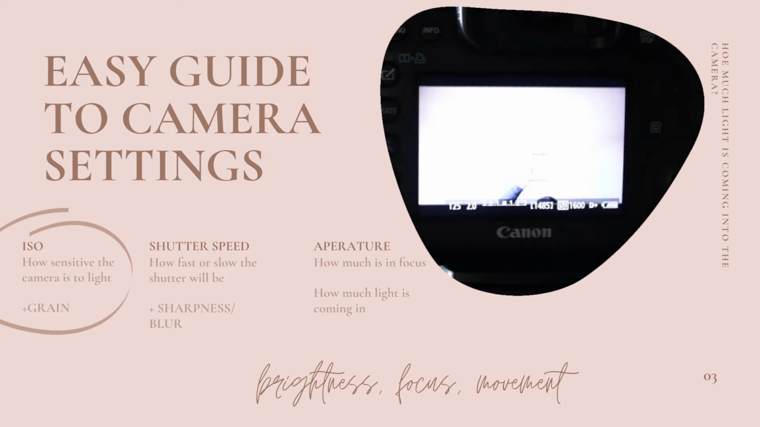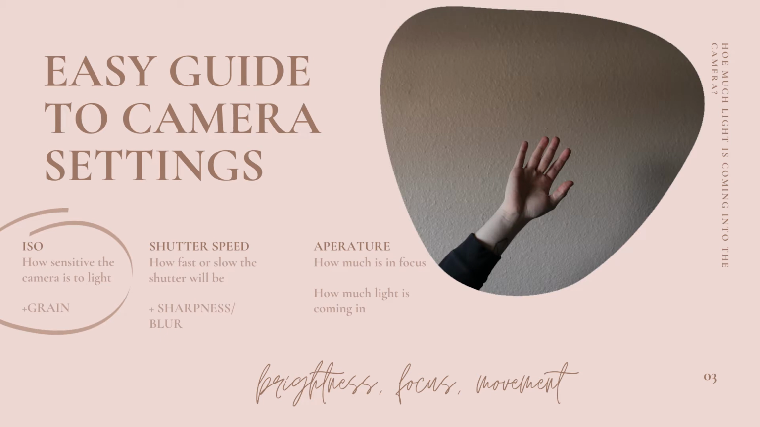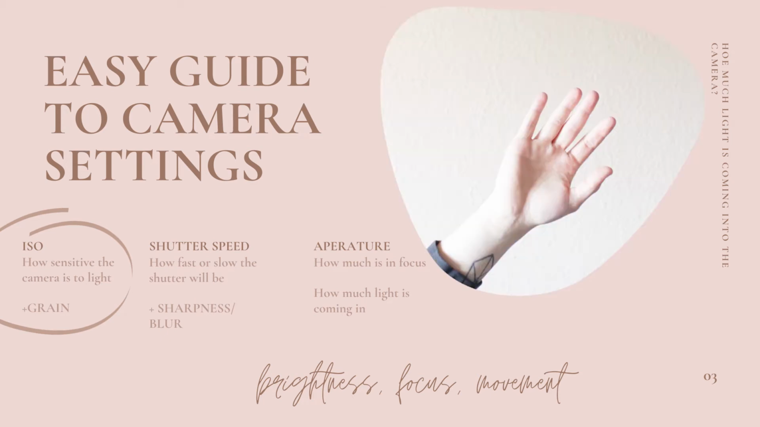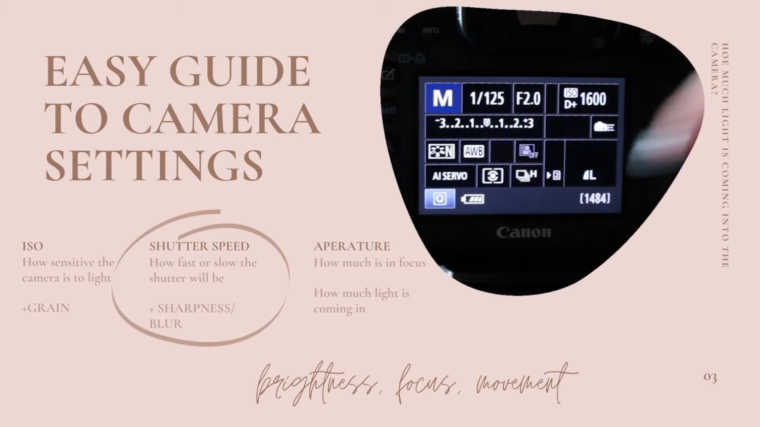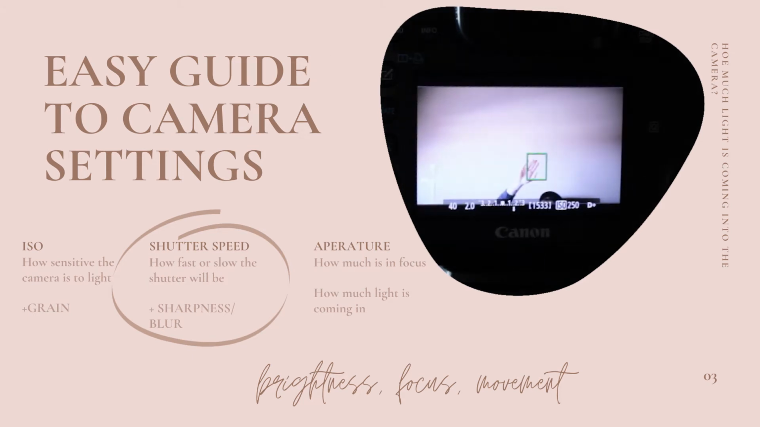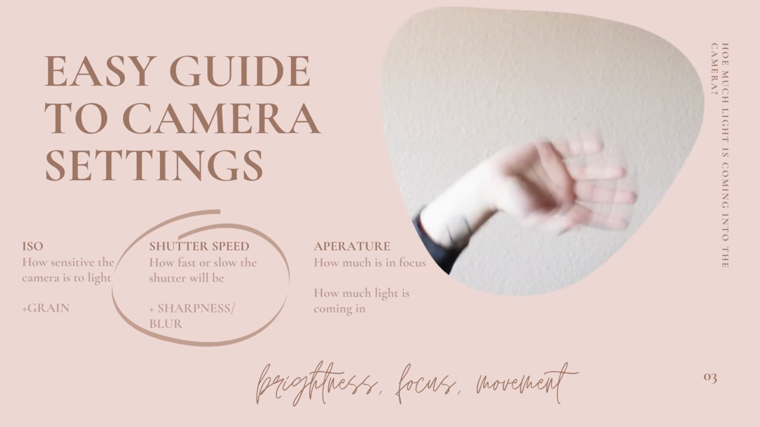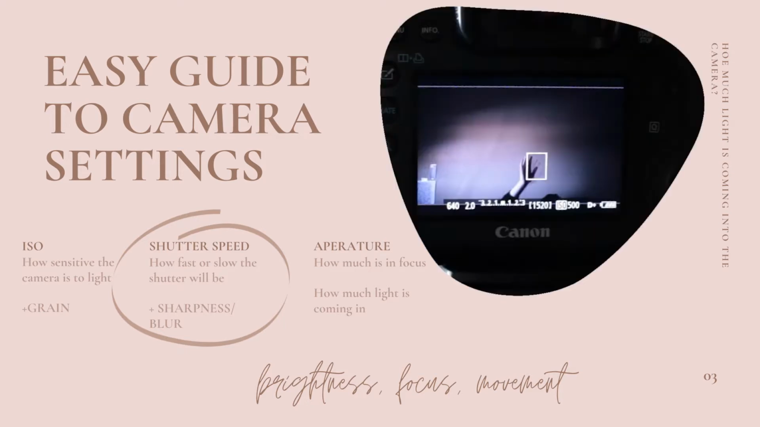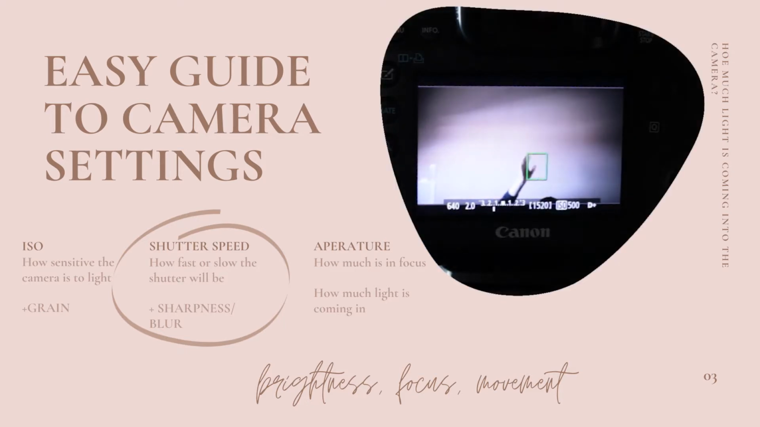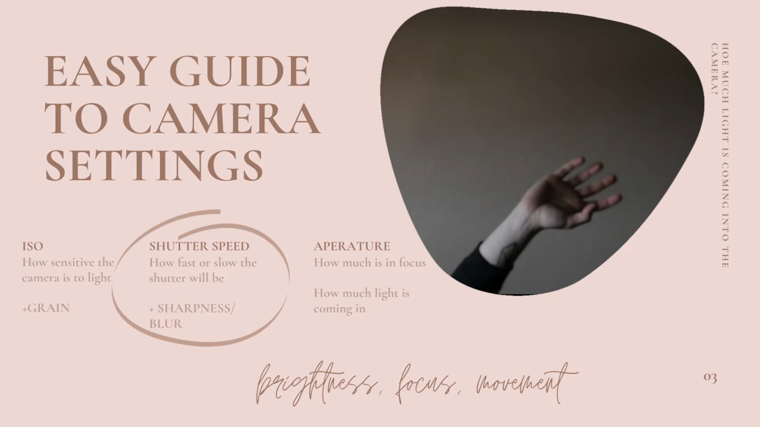A low ISO is going to be less sensitive to light and have less grain. Higher ISOs will allow more light into the image, but also have higher grain. So the shutter speed is going to be how fast your camera clicks to capture the image, and it's going to be expressed in seconds or fractions of a second. If the shutter is going slow, it will be a blurrier image with more light coming in, but a faster shutter speed will produce a sharper image, but it allows for less time for light to come in.